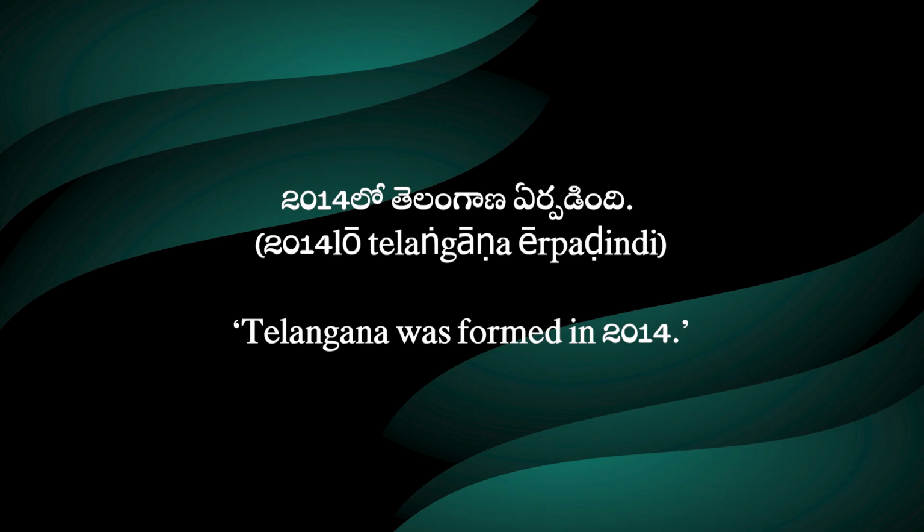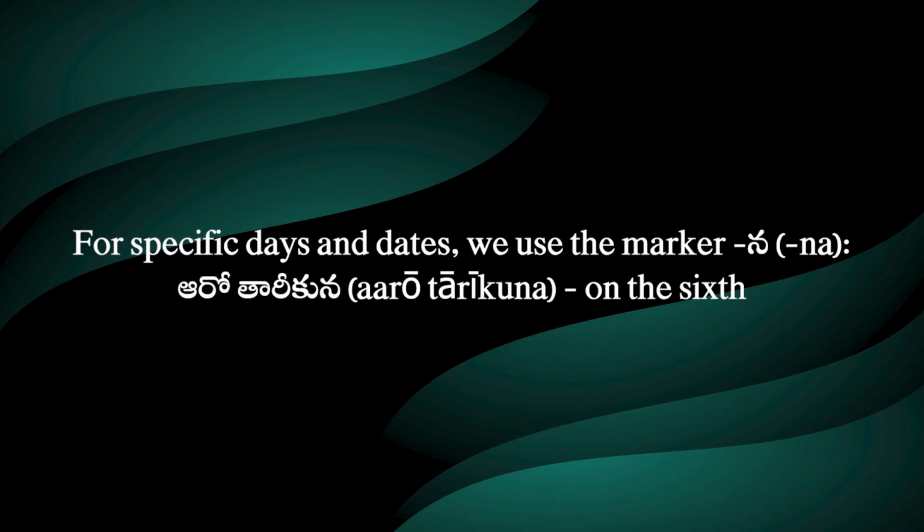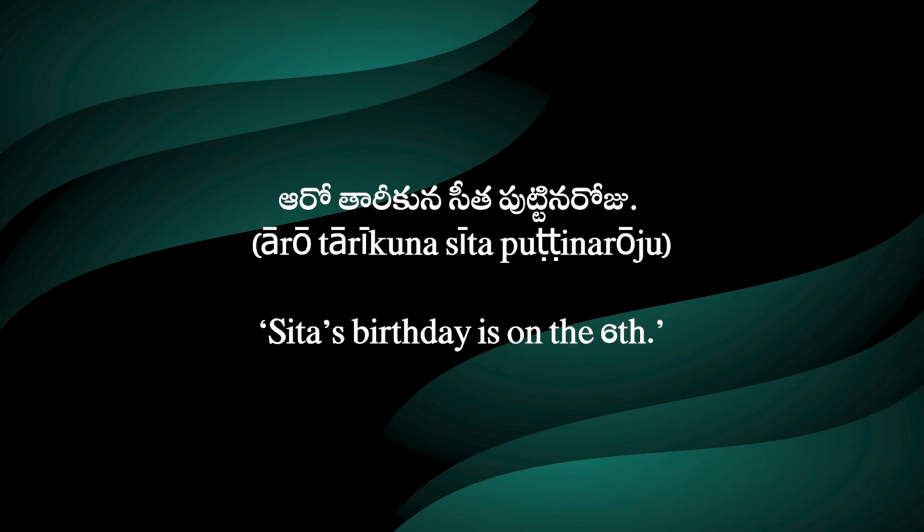2014లో తెలంగాణ ఏర్పడింది. తెలంగాణ was formed in 2014. For specific days and dates, we use the marker na. Example, 6వ తారీఖున on the 6th. Example sentence, 6వ తారీఖున సీత పుట్టినరోజు. Sita's birthday is on the 6th.